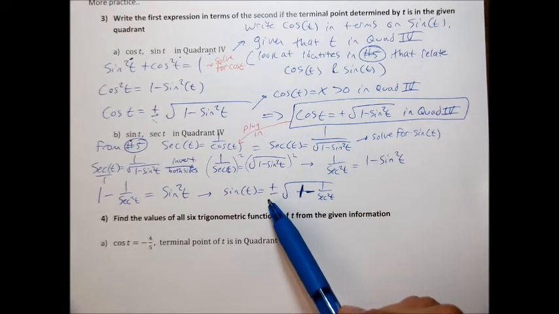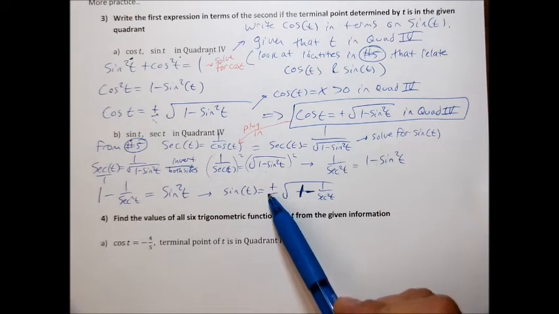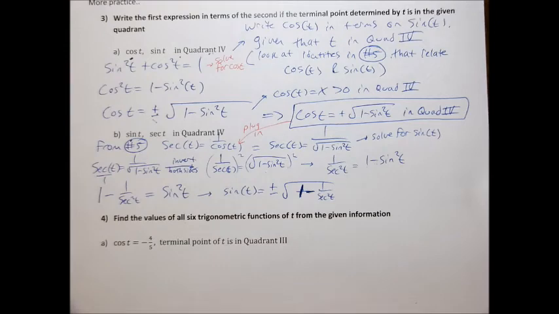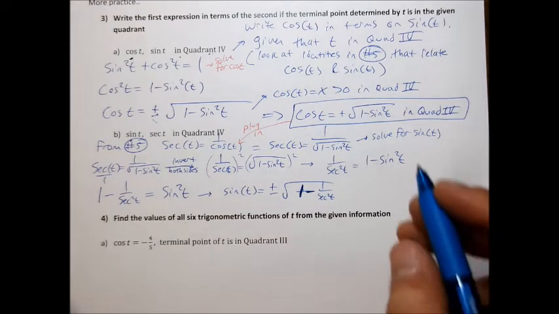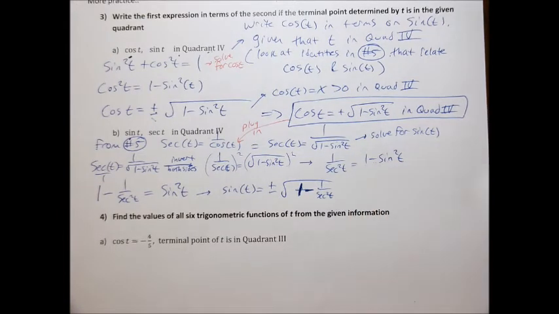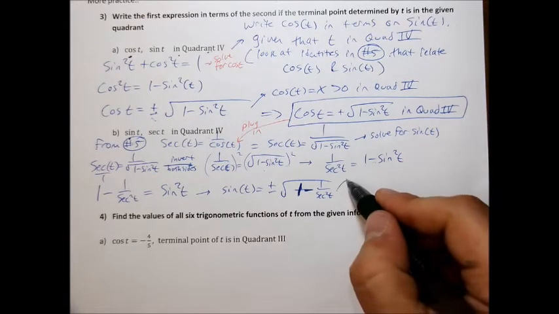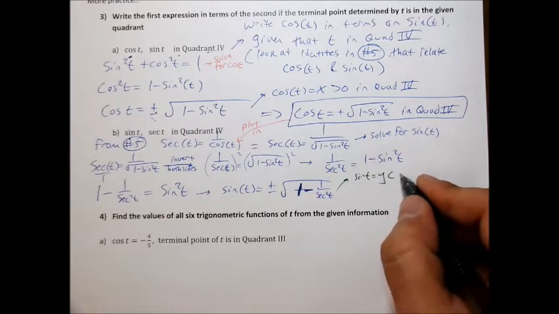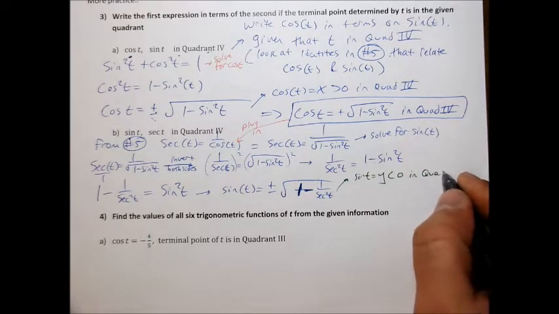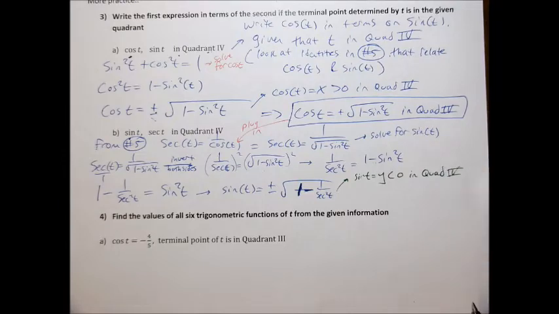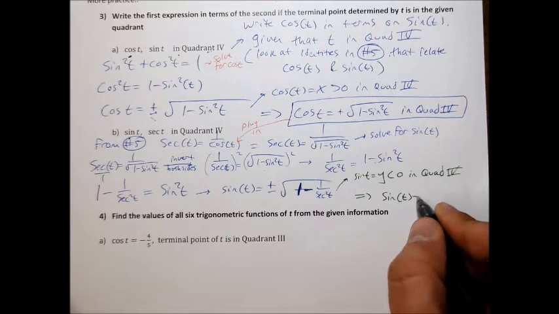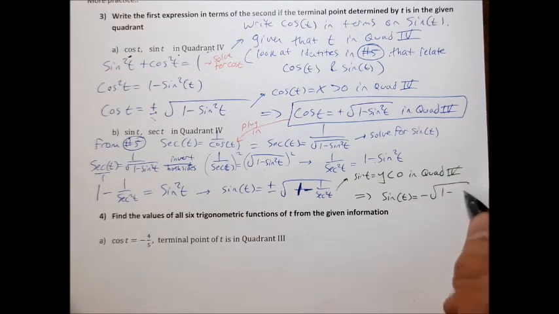We want to figure out which is it, plus or minus, right? And so we're in quadrant 4, and quadrant 4 has y values that are negative, and so sine is negative there. And so the way I finish this one off is by realizing that sine are the y values, and those are negative in quadrant 4. And so that means my final answer is the negative version of that square root.